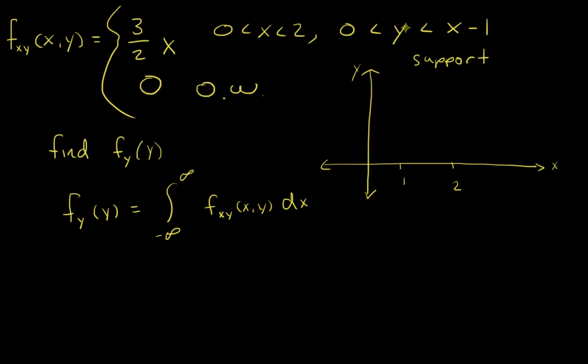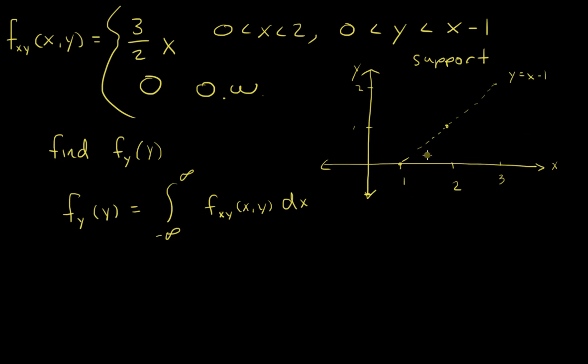y must be greater than 0, and it must be less than x minus 1. Let's draw where y equals x minus 1. That's a line that has an intercept of -1, so that's down here, and then a slope of 1. Here's 1, here's 2, so it goes onwards like this. This line here is the line y equals x minus 1.